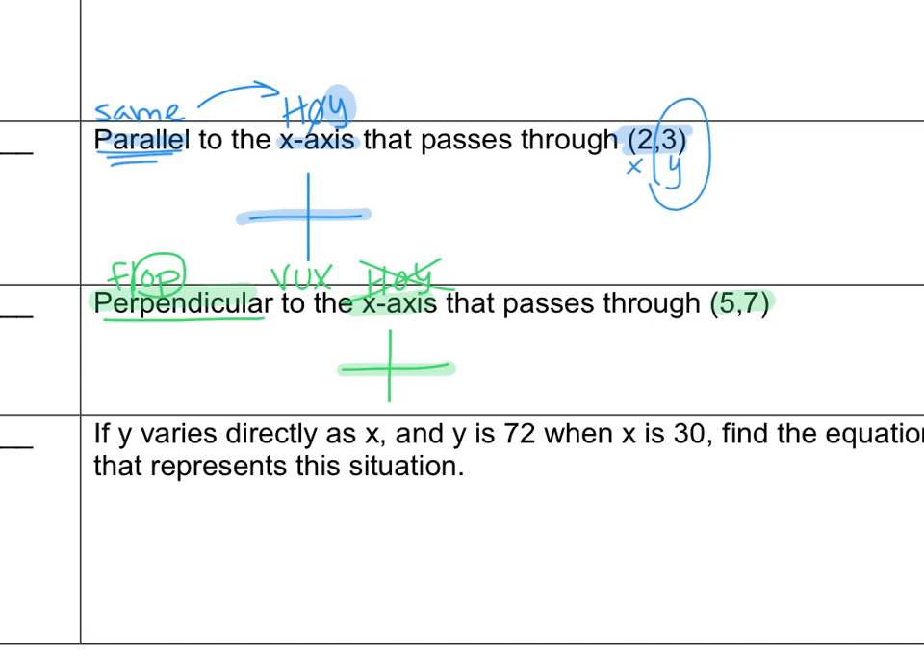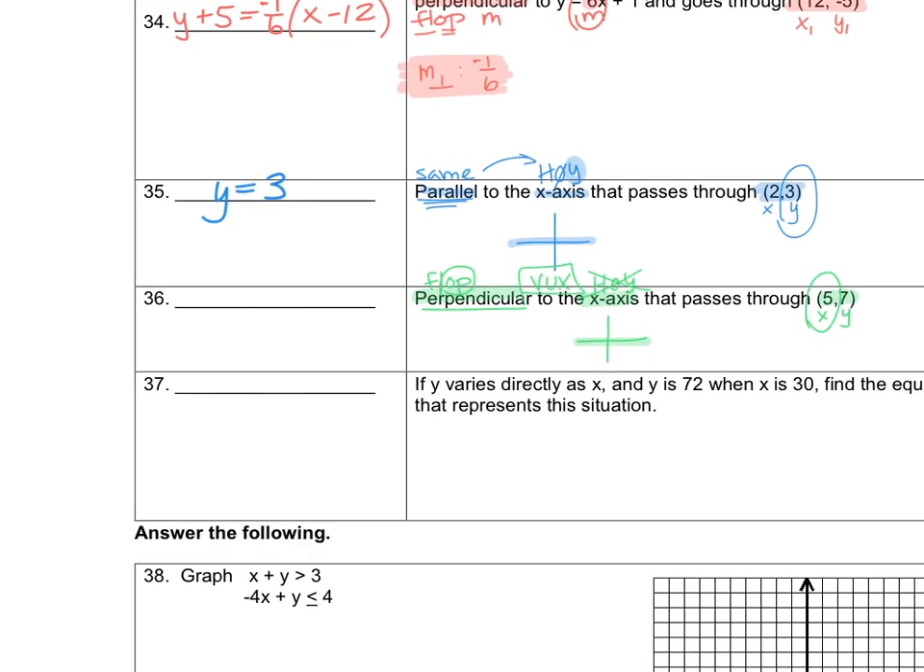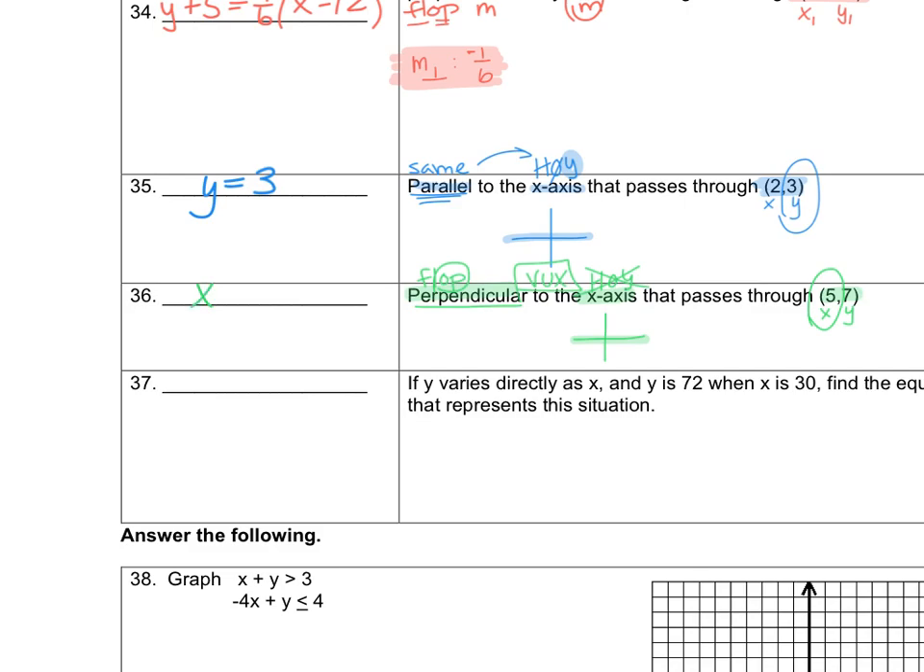So we're looking for it to be VUX, which means when I look at my point, I want the x value, because VUX means I want the x value, an x equals equation. So my equation becomes x equals 5.